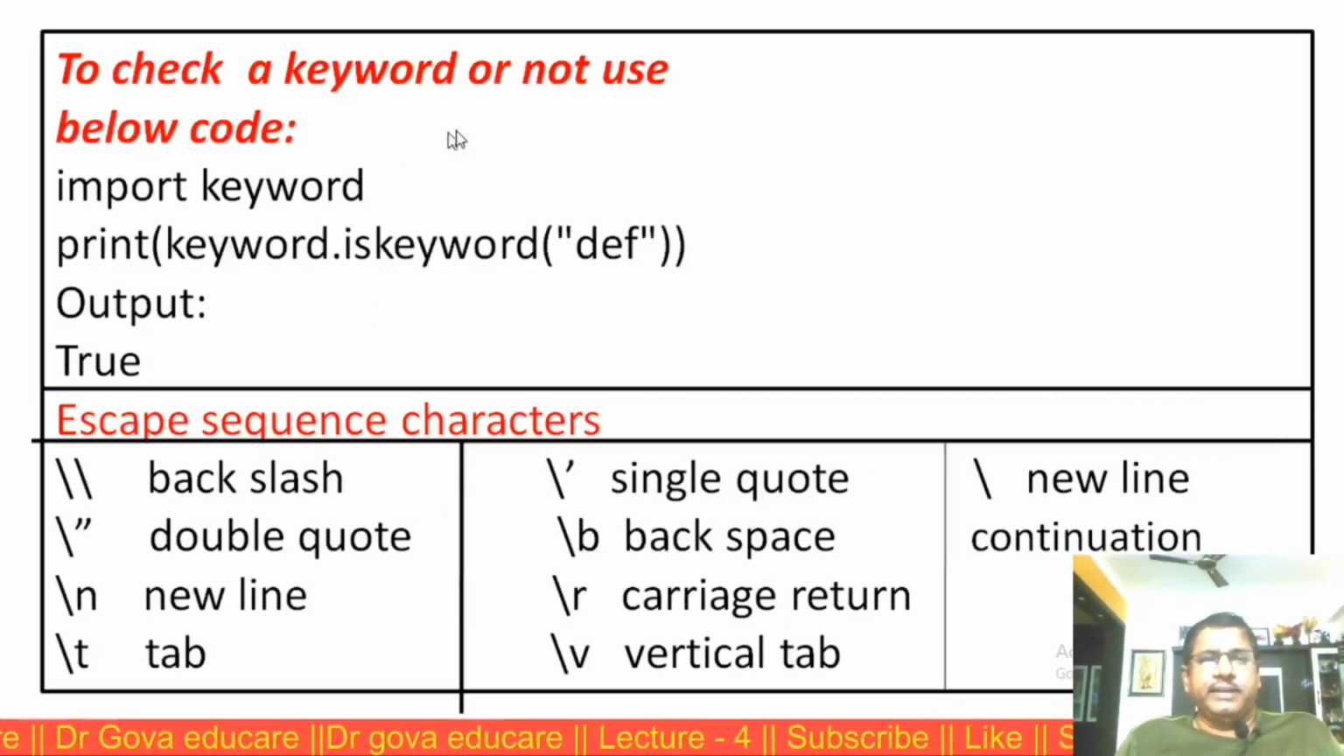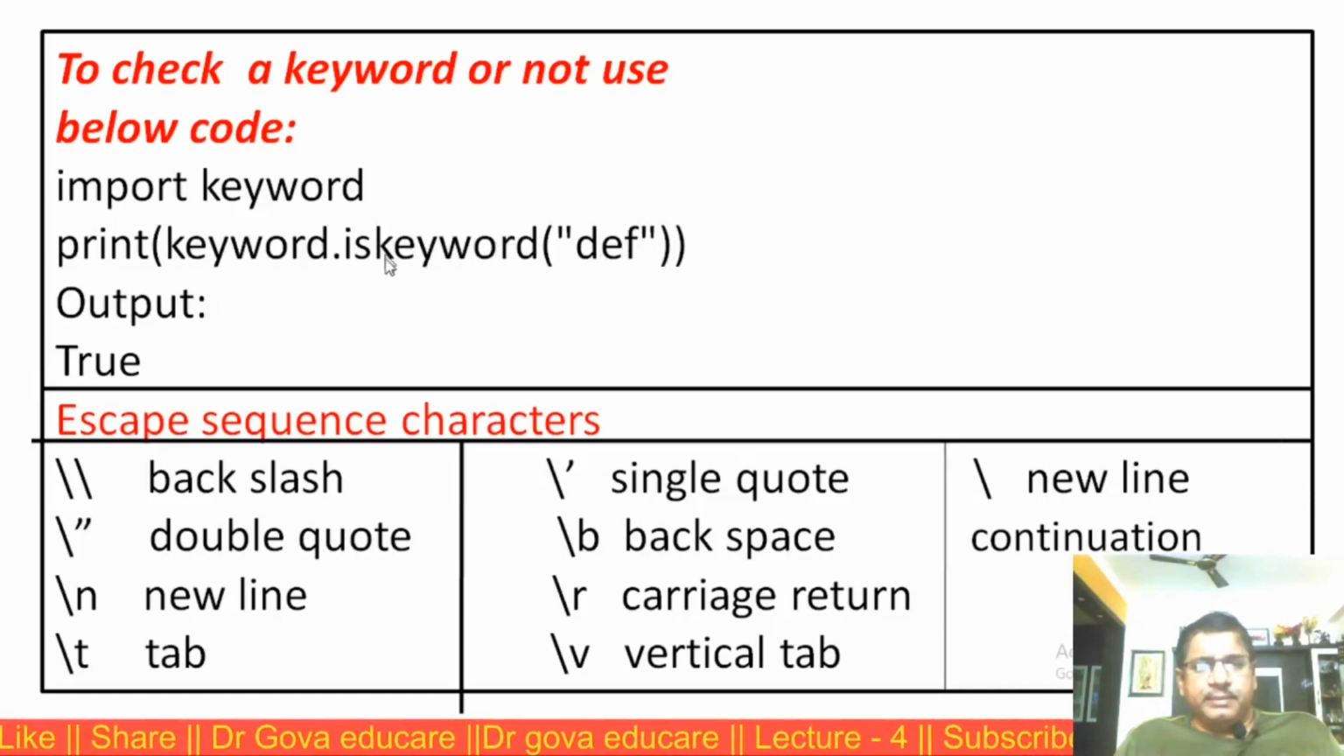Now to check whether a word is a keyword or not, use the code: import keyword, print keyword dot iskeyword. I am passing the word def. iskeyword is a built-in function in Python programming. This function returns True if the word is a keyword. If it returns False, it is not a keyword.